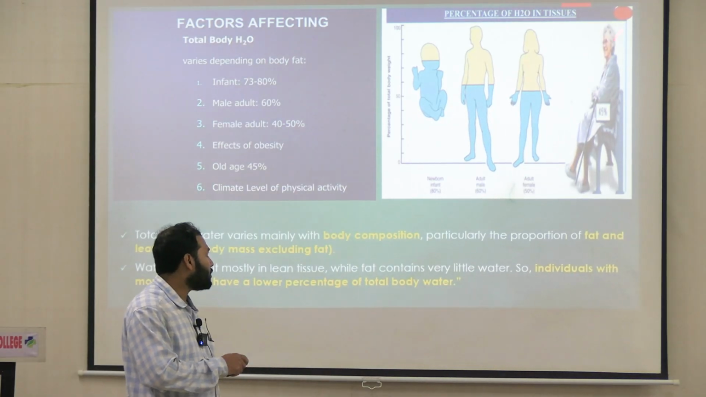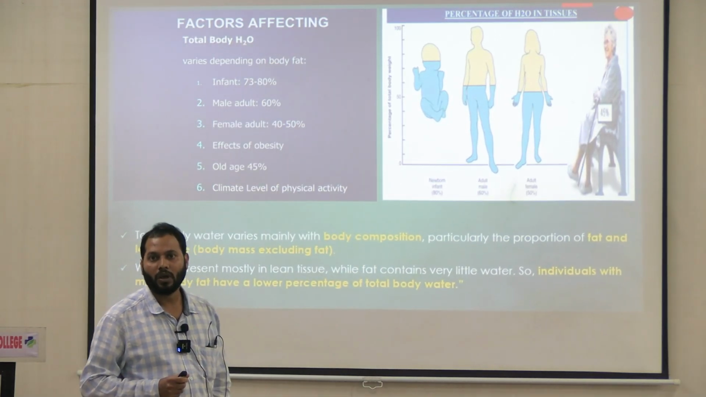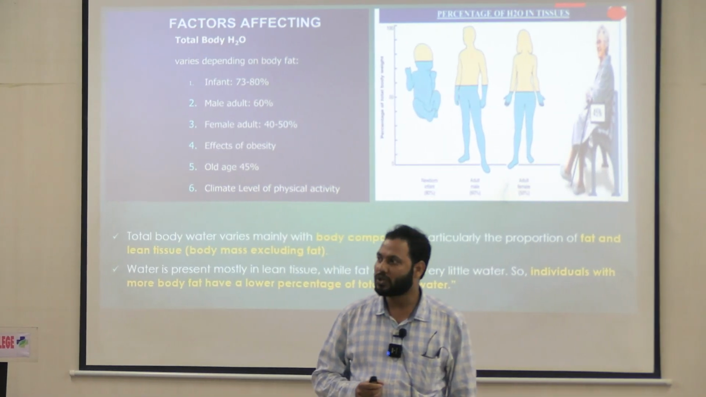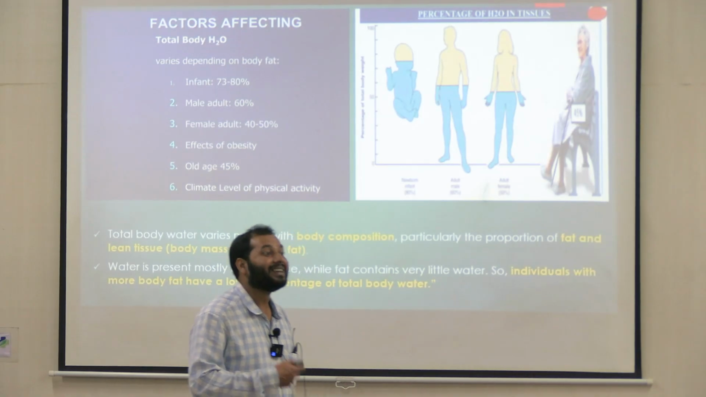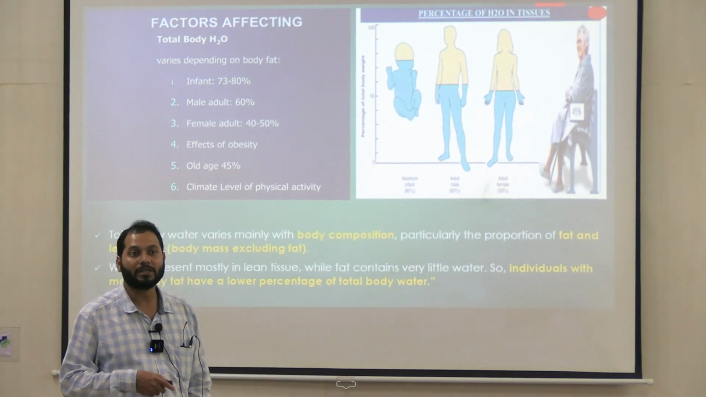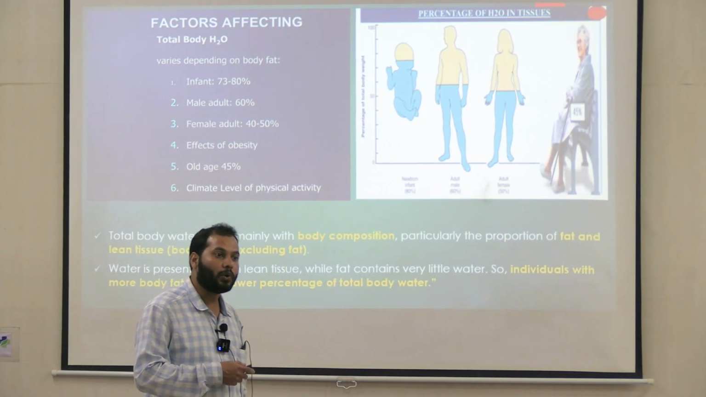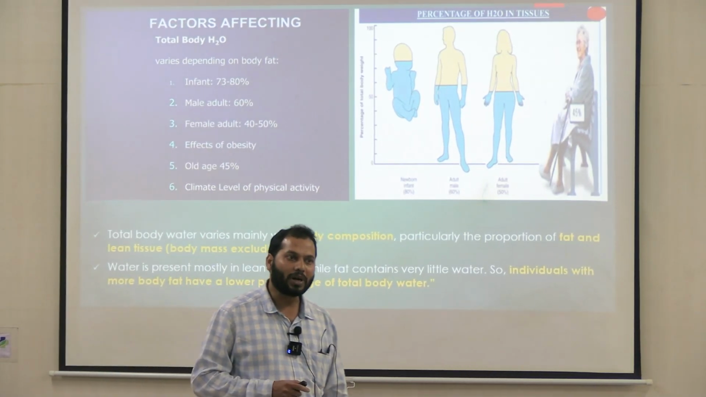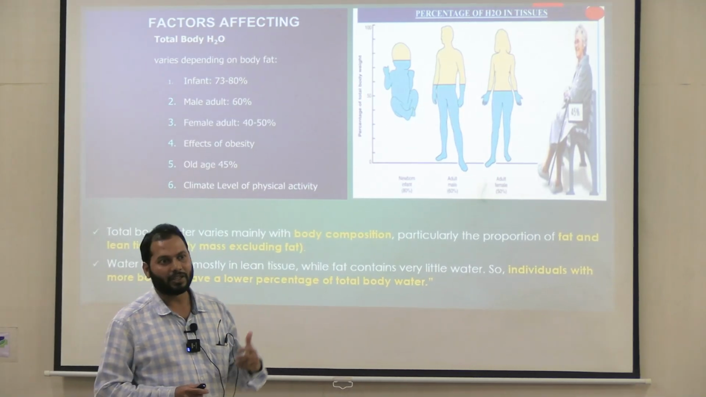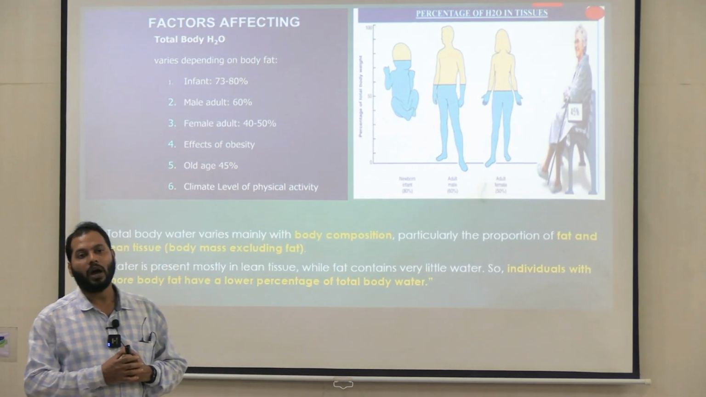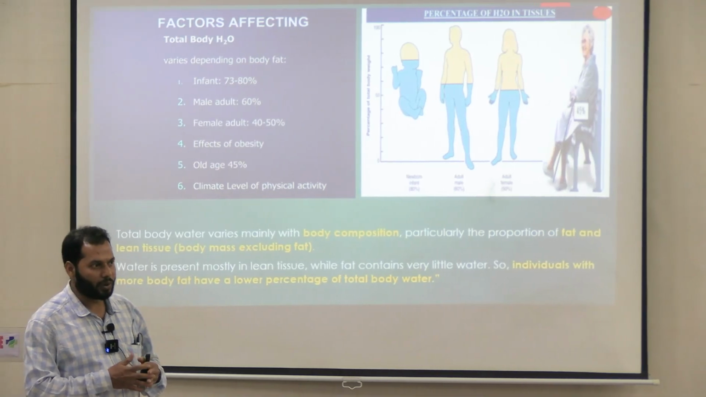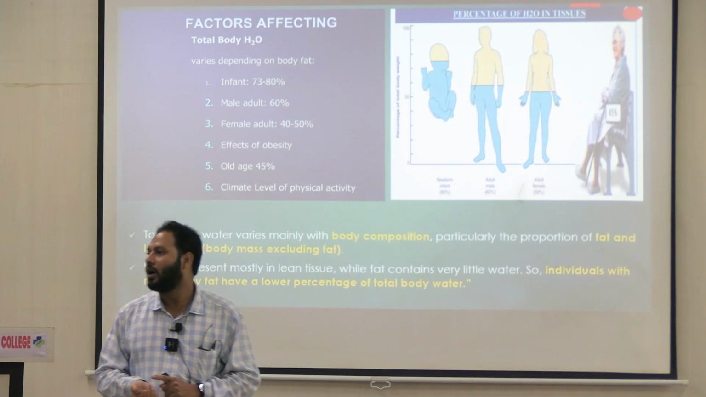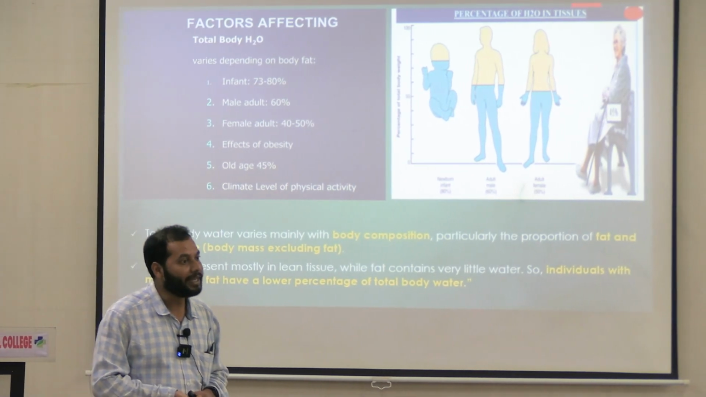At the same time, you can see the old age persons. In that particular case, the total body water percentage is around 45%, because with increasing age there is a loss of muscle mass, but more and more body fat is gained. That is why old age persons also have a lower percentage of body water. So from this slide, we can say that maintaining the total amount of body water, or total body water percentage, depends on certain factors, mainly age, as well as body fat percentage and lean body mass.